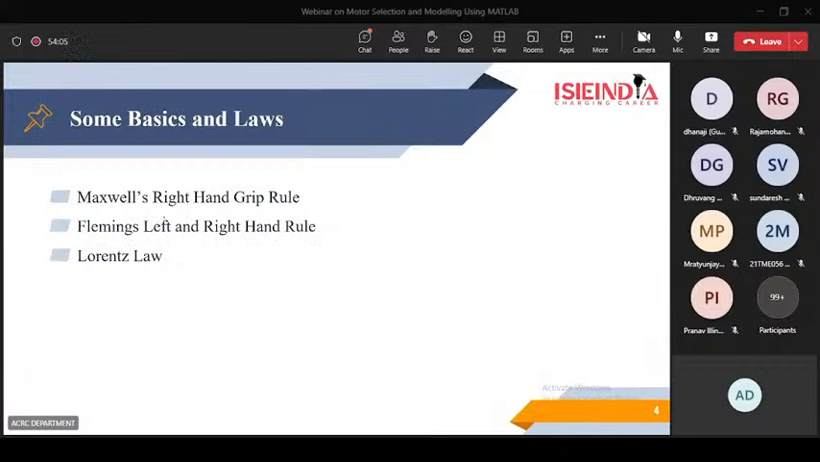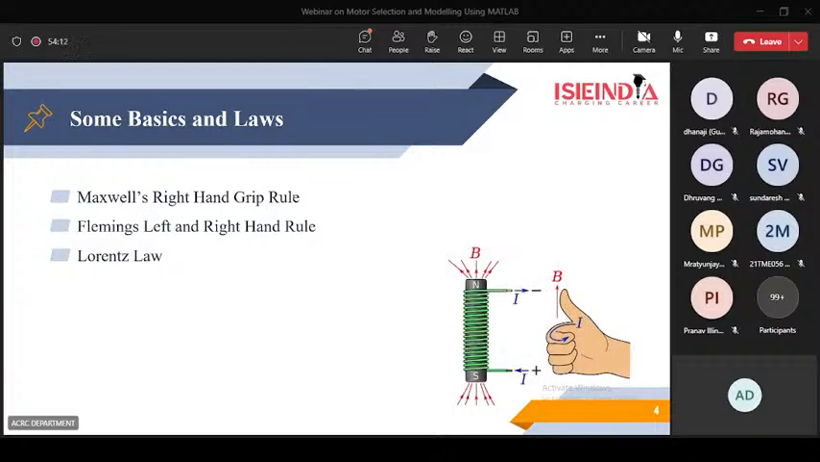There are a few more laws. The next is Maxwell's right hand grip rule. If we have to design an electromagnet, as in our motor, the conductors are turned into coils, and when current flows through the turns, an electromagnet is formed.